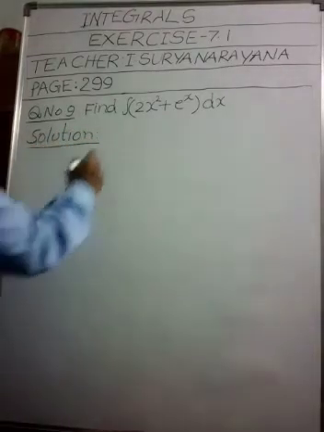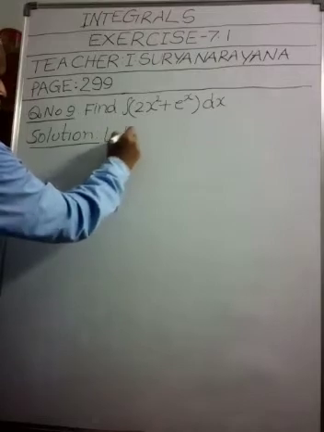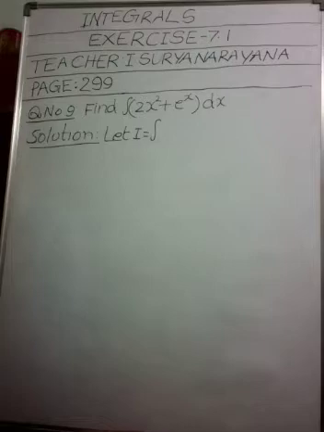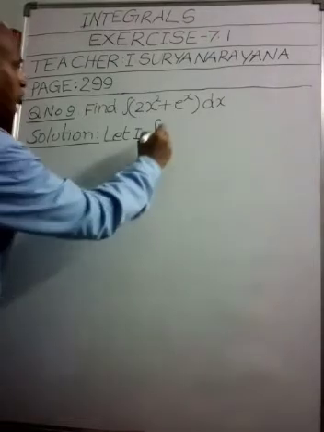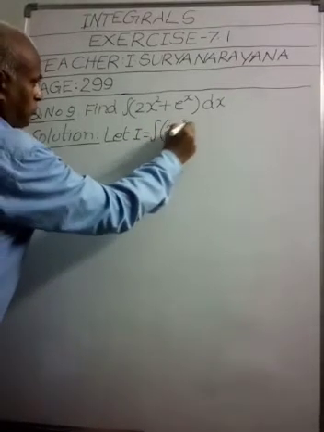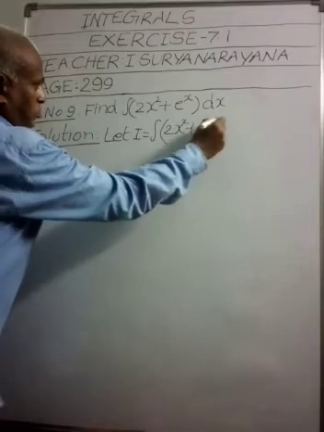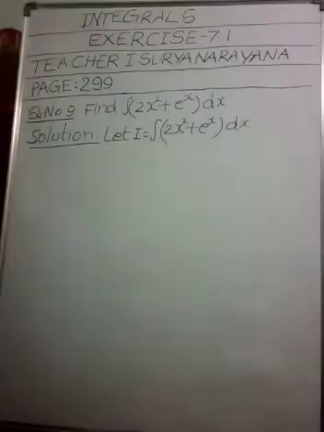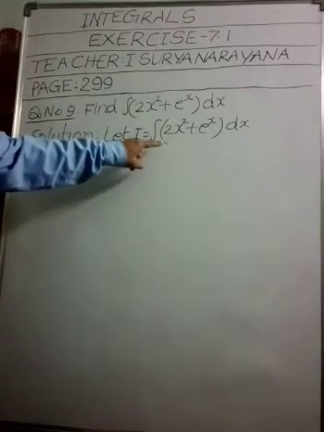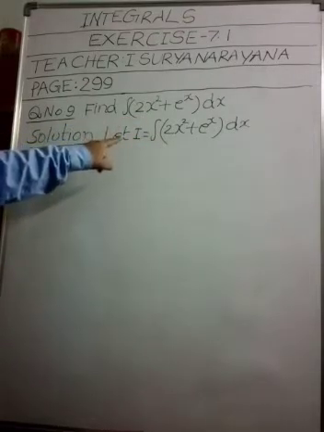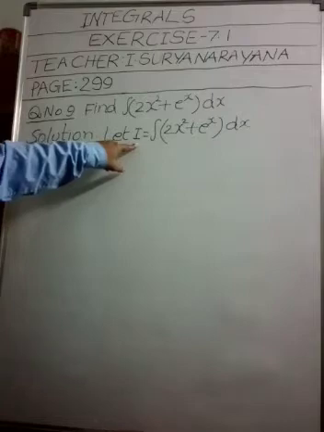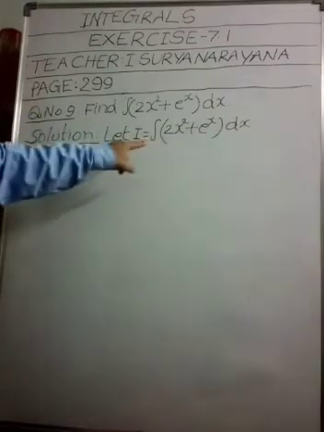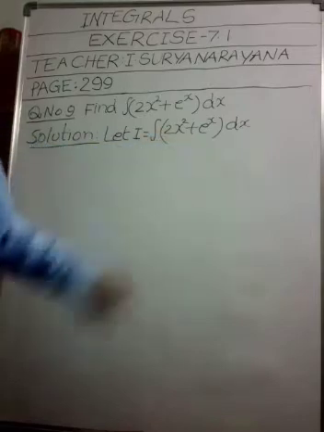Let us assume that, this is the first step, I is equal to. We are assuming that the given integral is capital letter I. So capital letter I is equal to integral of 2x square plus e power x dx. Understood this step, my dear children?